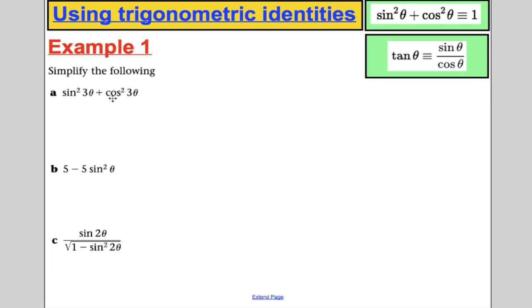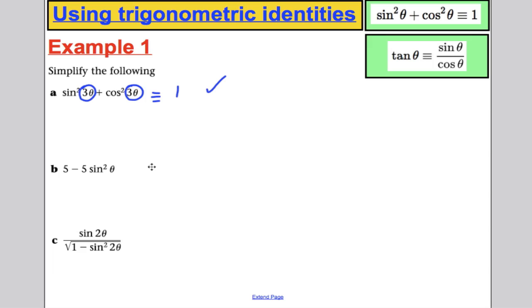Here's an example, typical question. Simplify the following. Well, you know sine squared of any angle plus cos squared of the same angle is equal to 1. So this is obviously 1, because it doesn't matter that it's 3 theta in there. It could be x, y, z, anything. Sine squared of an angle plus cos squared of the same angle is always identical to 1.